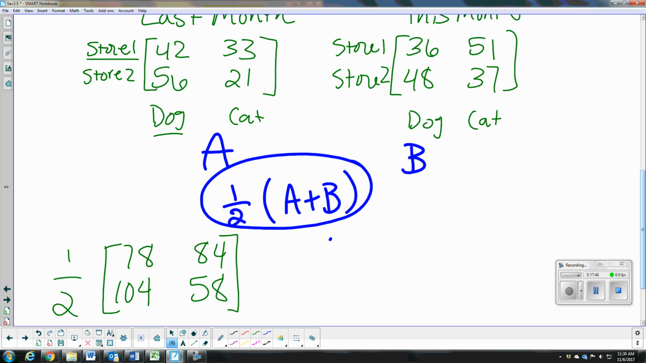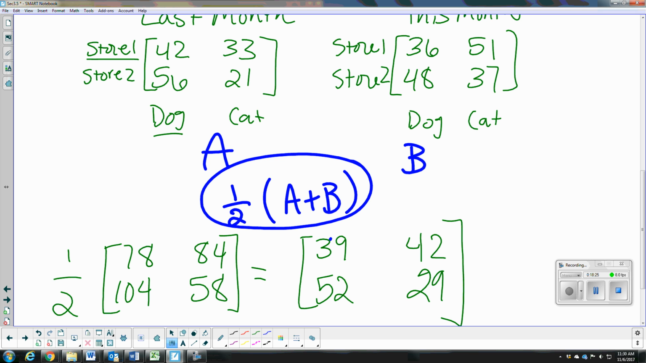So we added our 2 matrices together, and now we need to multiply by the scalar, which is the same as dividing by 2, multiplying by 1/2. So our average monthly sales, we can put this in the form of a matrix. So we get 39, 42, 104, and, oops, we need to divide that by 2. So we get 52 and 29.